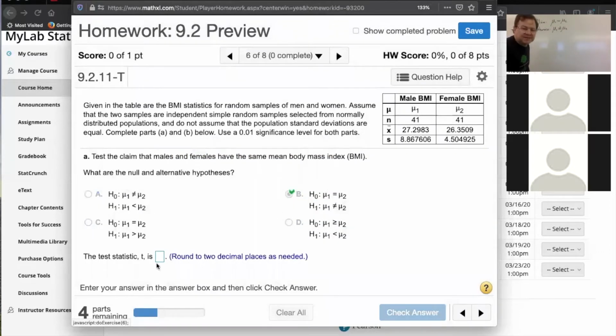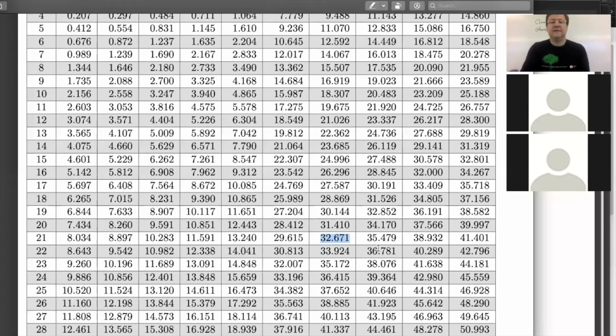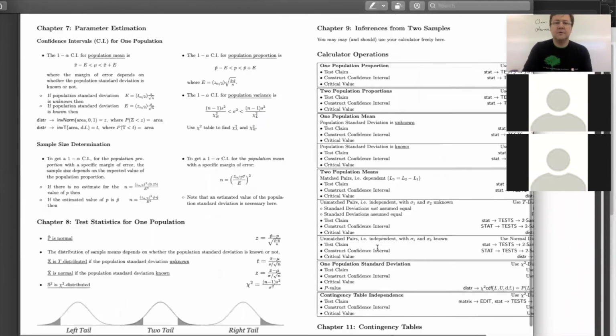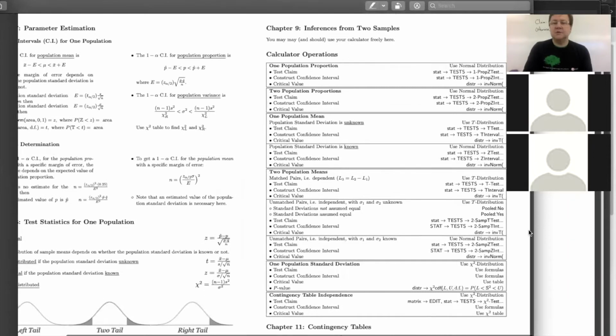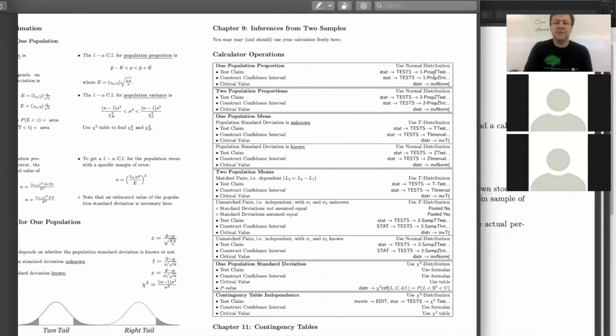Okay, now for the test statistic. There is a formula for the test statistic, but my recommendation is that you can just use the calculator to do that. If you forgot, then your green cardstock will remind you. Because this is a question from chapter 9, and there's a lot of information on this page.